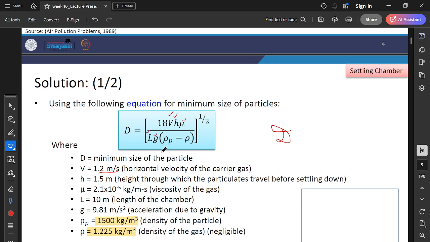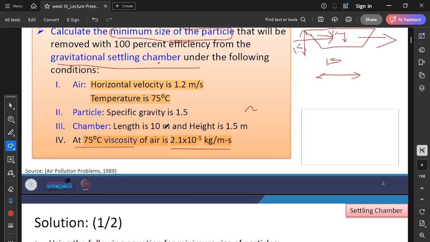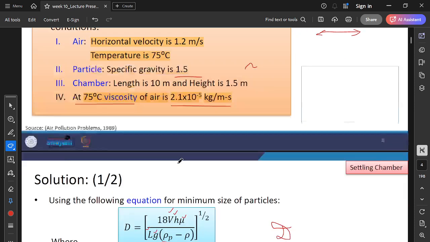Length of the chamber we know. Gravity, acceleration due to gravity, 9.81, we know. And rho p and rho are the things. The density of the particle they have given as 1500. So we all know the density will be 1500.